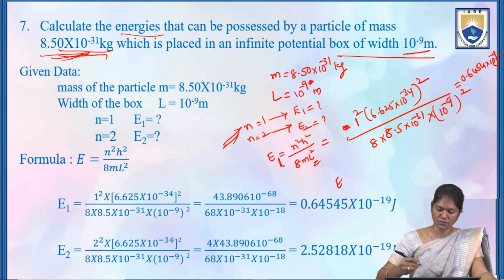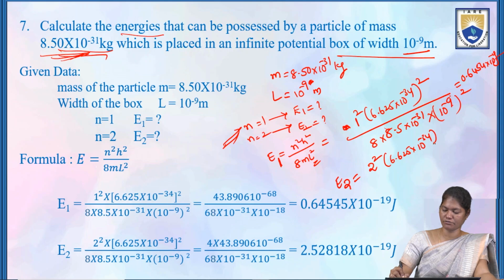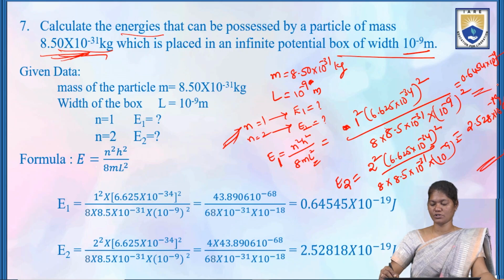So this is for the ground state, and for the first excited state, we'll substitute the n value 2. So 2 square into 6.625 into 10 power minus 34 whole square divided by 8 into 8.5 into 10 power minus 31 into 10 power minus 9 whole square is equal to 2.528 into 10 power minus 19 joule. So these are the energies of the particle.